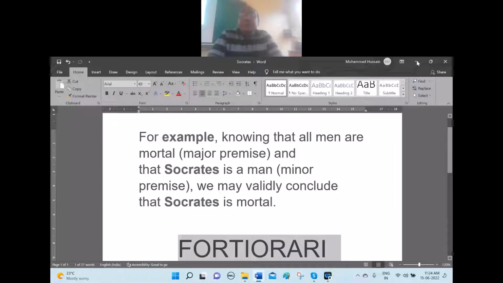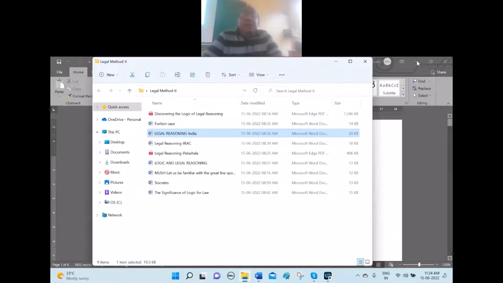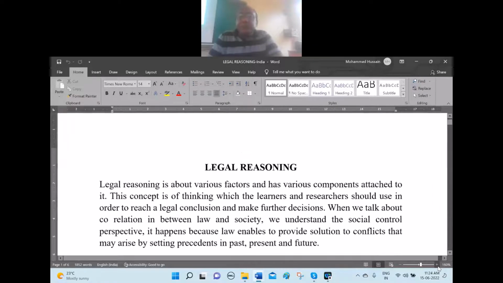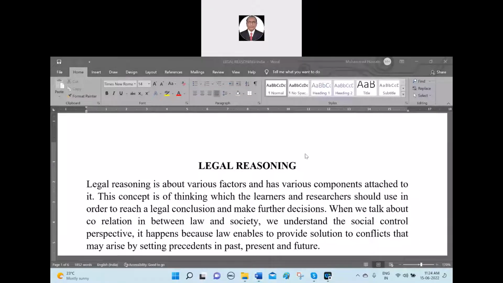Okay. Can I enlarge it? Can I magnify it? Which one is the correct way? Yeah, that. You have already seen it.